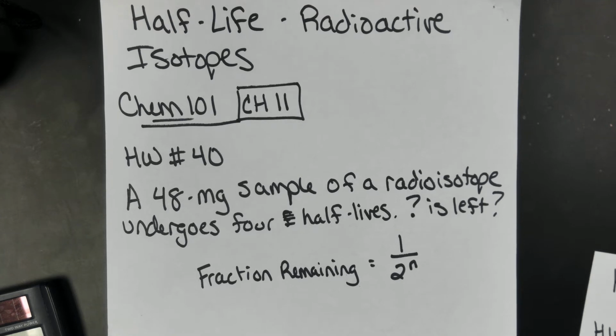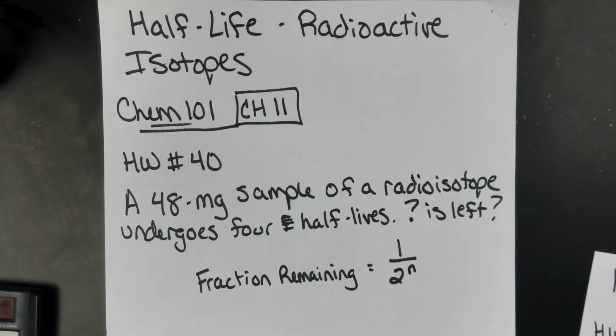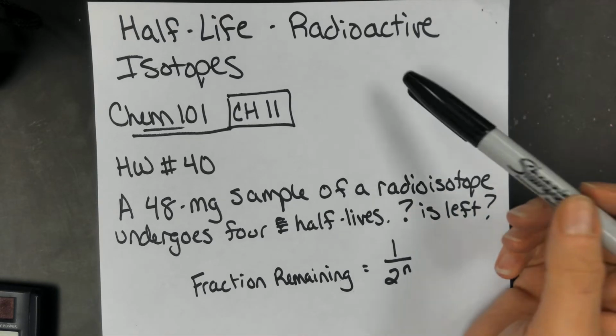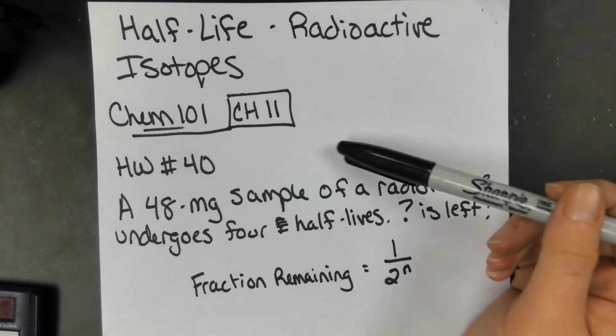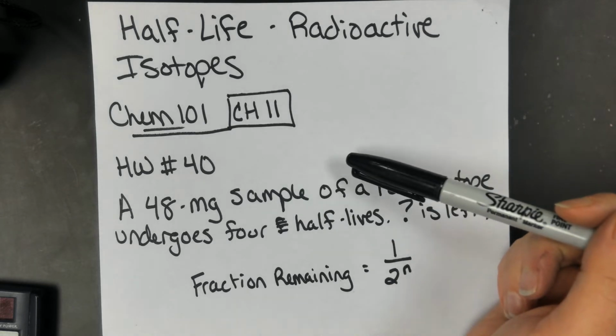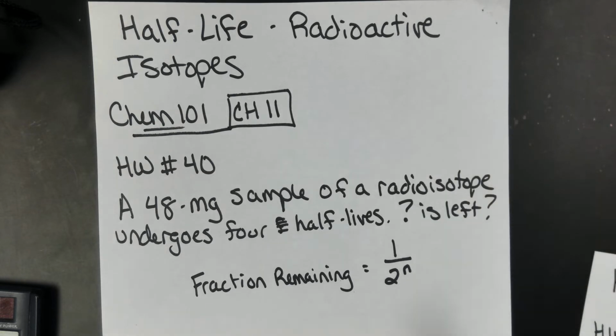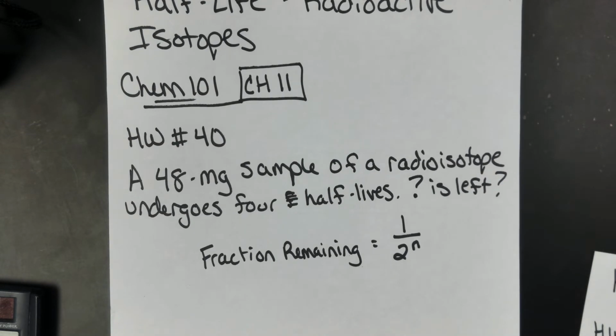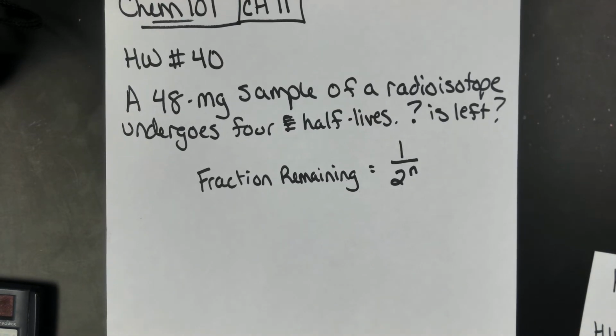In this video, we're going to get to do quite a bit of practice with half-life for radioactive isotopes. Again, Chapter 11 for Chem 101. We're gonna do 3 separate homework problems, so you get 3 for 1 on this. It's a pretty big deal. So let's go ahead and get started.